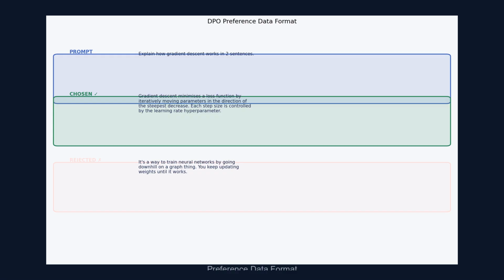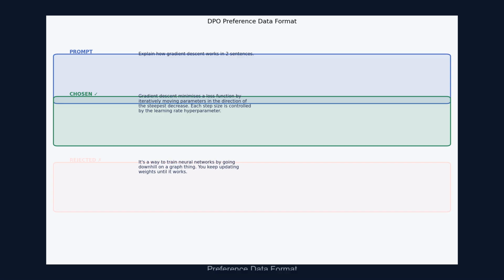The prompt asks for a 2-sentence explanation of gradient descent. The chosen response is precise. It names the loss function, describes the direction of parameter movement, and mentions the learning rate as a hyperparameter, all in 2 clean sentences. The rejected response is the kind of answer a model gives when it's not really trying. It's how neural networks train by moving weights around. Technically not wrong, but useless.